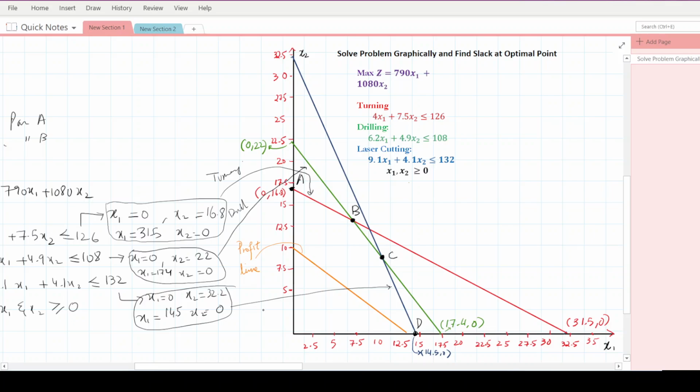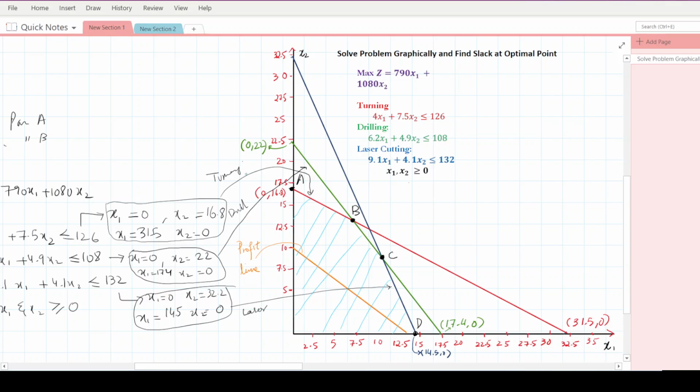Now once we have plotted these constraints, we look for the feasible region, which is basically the region shared by all the constraints. And as we can see, this is the region which is shared by all the constraints.